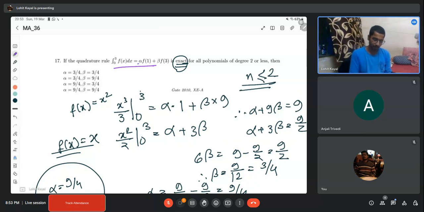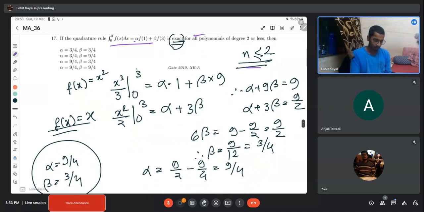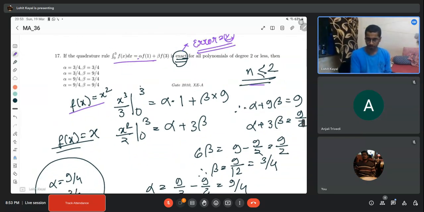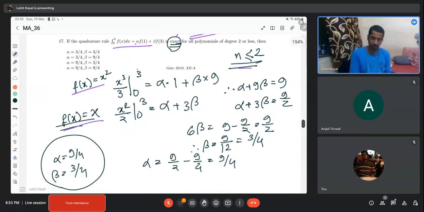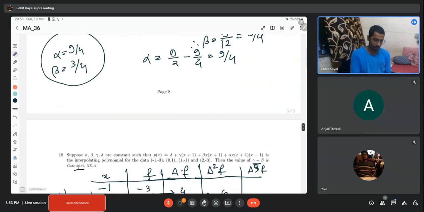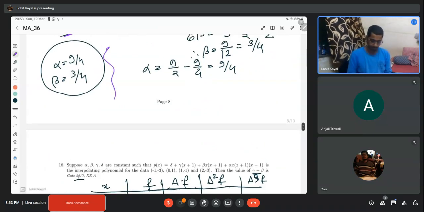Here this is also a similar question like question 20, where you need to find the expression of alpha and beta. This exact means error equal to zero, so I have to assume at first f(x) equal to x. Here I only have two constants, so only two assumptions will be sufficient. f(x) equal to x square and f(x) equal to x will give me this answer.